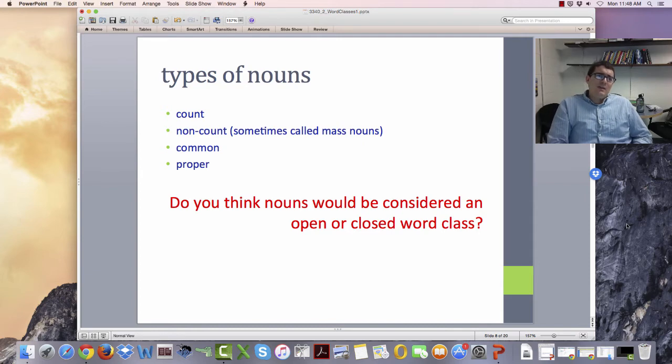And then we have common and proper. Common nouns are simply those nouns that are not capitalized: desk, chair, pencil. Whereas proper nouns, like Texas A&M University Corpus Christi, are capitalized. So this question in red: do you think nouns would be considered an open or closed word class? I'm going to put that question over on the grammar forum, and I'd like you to think about it and give a response.